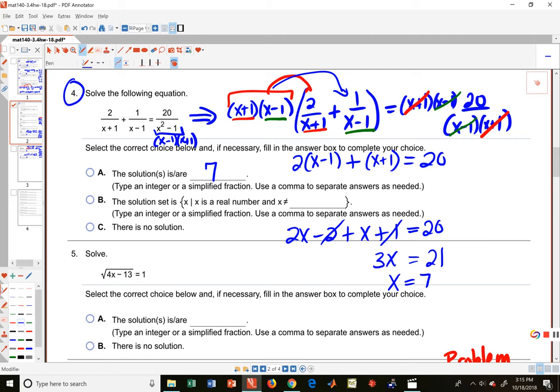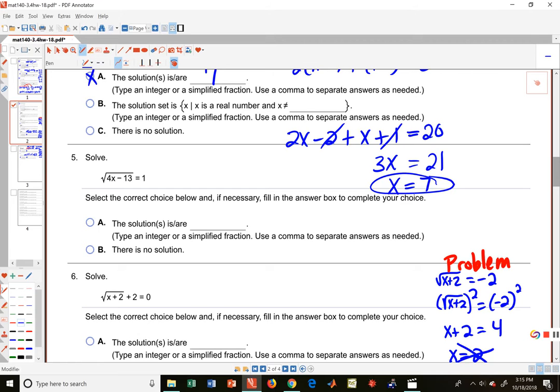Now you need to make sure we didn't get a redundant or erroneous solution, so you've got to make sure that when you plug it back in, you don't get a division by 0 in the original equation. No problems there, so we're going to go with 7. All right, let's do another one.